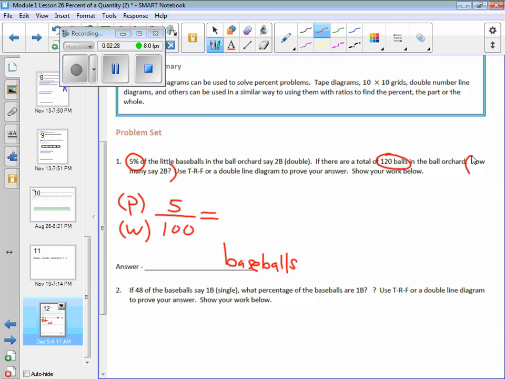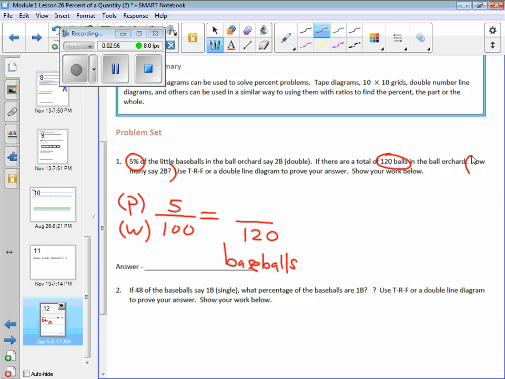Equals. Now here's where you have to make the decision. The 120. Here's the ball orchard. Does the 120 baseballs represent a part of what's in there, or is that everything in there? Everything in there. And that's the whole. That becomes the bottom.